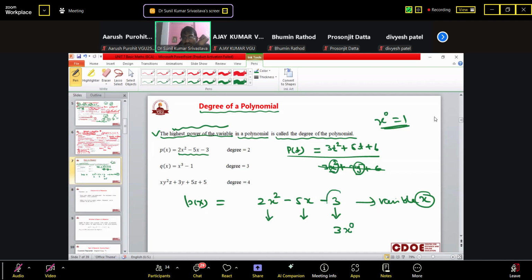So from the first term, we observe the highest power of x is 0. Now the second term is x, and x raised to nothing written means it is always 1. So from the second term, the highest power of x is 1. In the other term, we have 2 and x square. Here the highest power of x is 2. So what is the definition? Highest power of the variable in the polynomial. The polynomial has three terms: one has the highest power 0, another has the highest power 1, and another has the highest power 2.